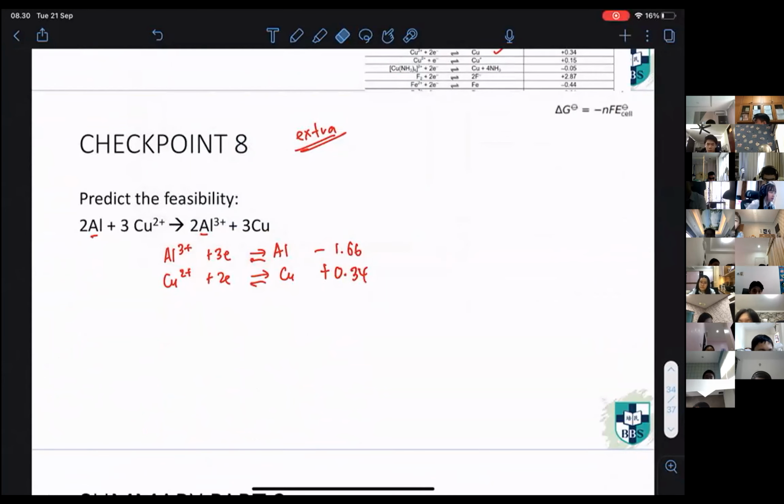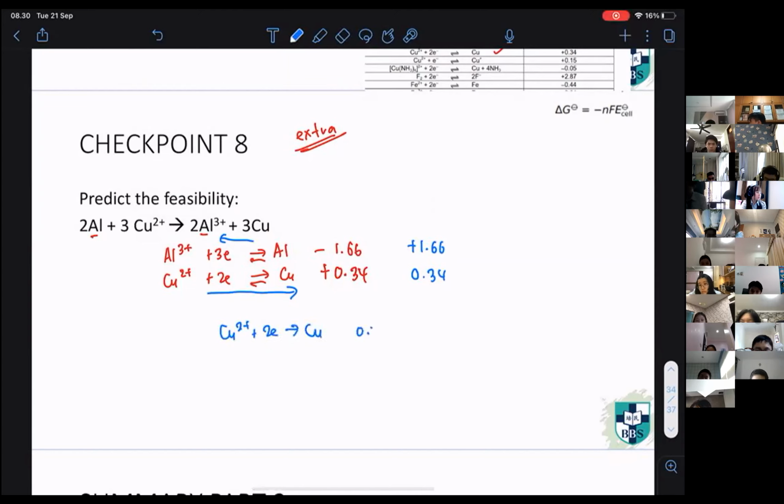the one that is more positive, this one will go to the right. So this is going to be 0.34. This one will go to the left, which is going to be positive 1.66. But just to avoid confusion, I will rewrite. Copper 2 plus plus 2 electrons to give me copper is going to be 0.34. Aluminium is going to give me aluminium 3 plus plus 3 electrons, which is going to be positive 1.66.